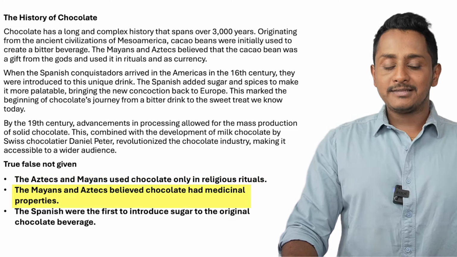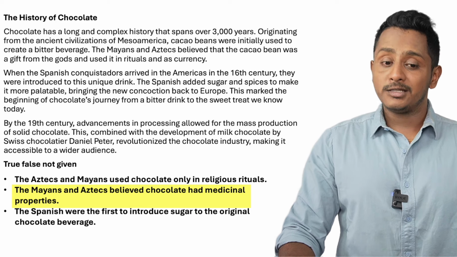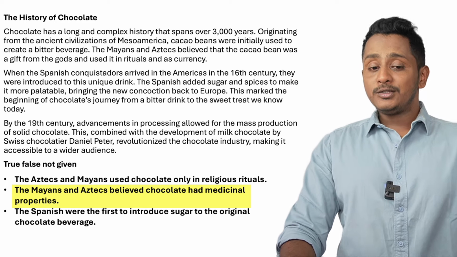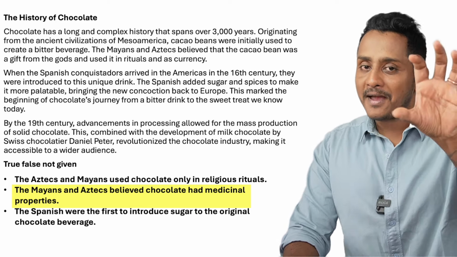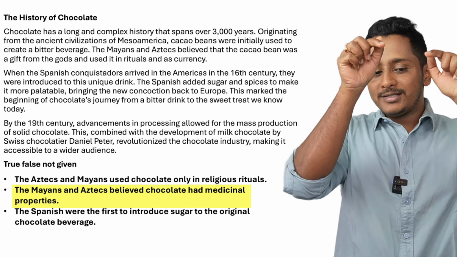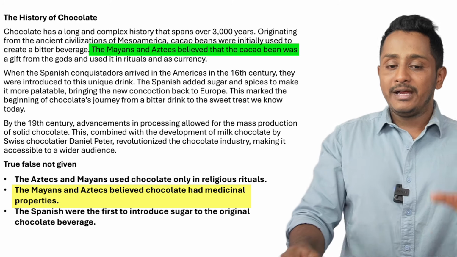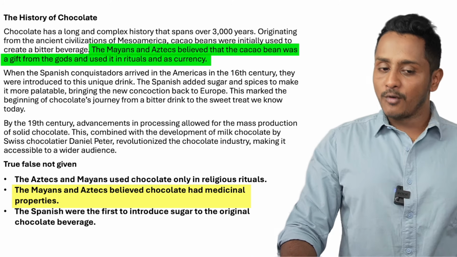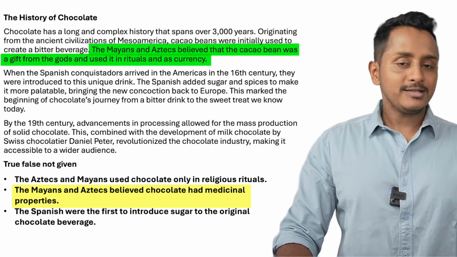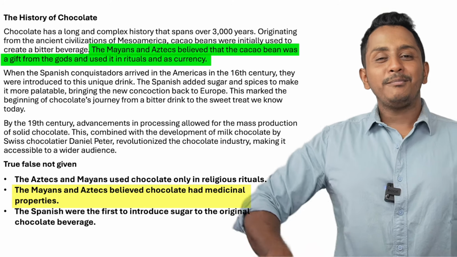Second one: the Mayans and Aztecs believed chocolate had medicinal properties. Just look into the first paragraph, because only there do you have Mayans and Aztecs. The last line of the first paragraph is where the information is hidden. It says they believed that cocoa bean was a gift from gods and they used it in rituals and as currency. They believed chocolate had medicinal properties.